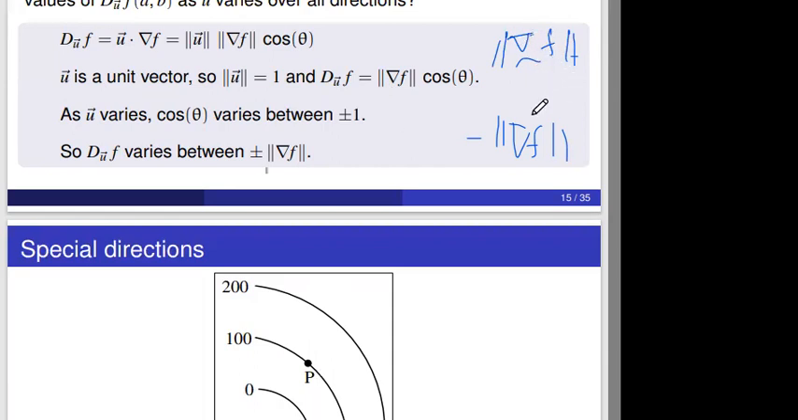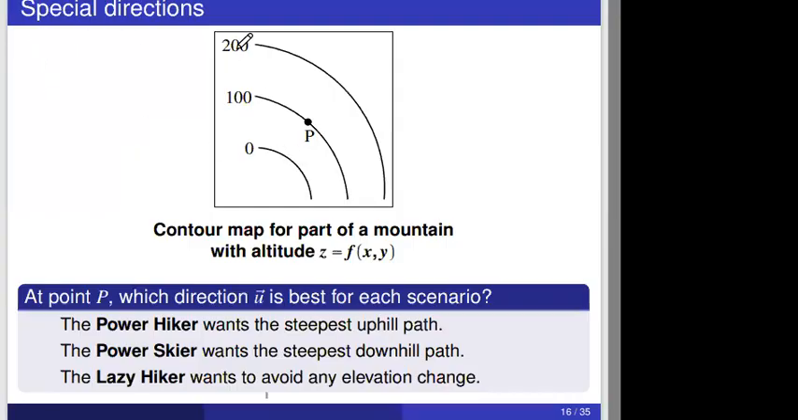If you have a power skier, he has to take the steepest downhill path. So this is the steepest downhill and this is the steepest uphill, because the directional derivative in the direction u varies between the magnitude of the gradient of f and the negative magnitude of the gradient of f. As I said before, these are the level curves and this is the height.